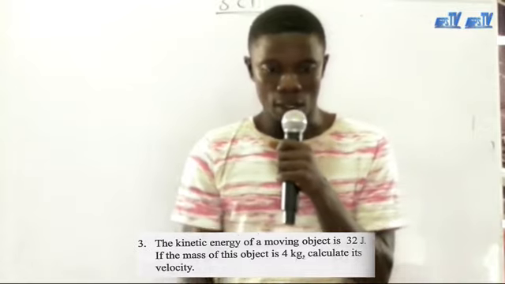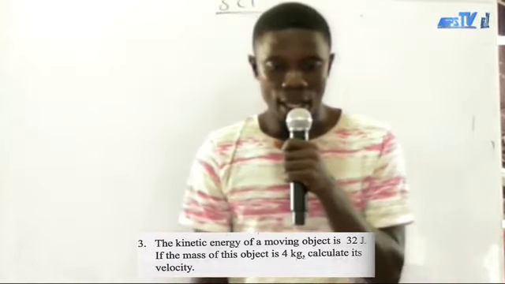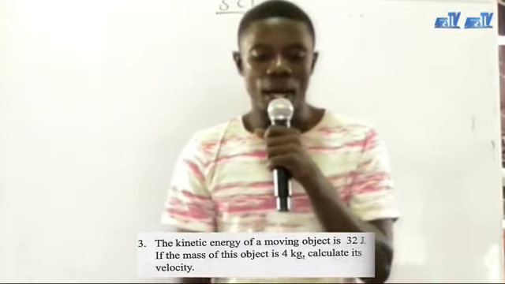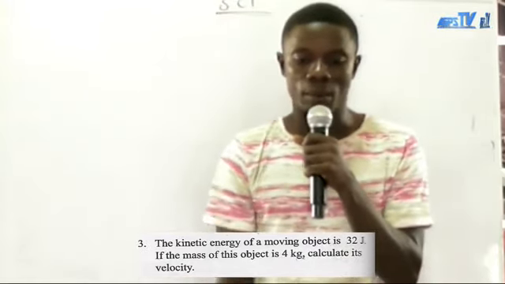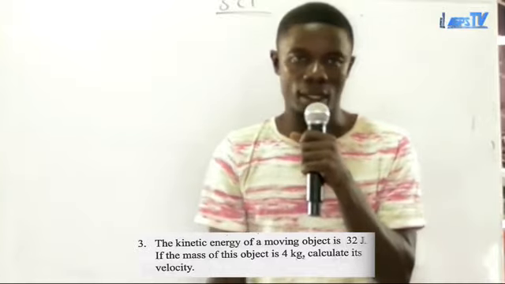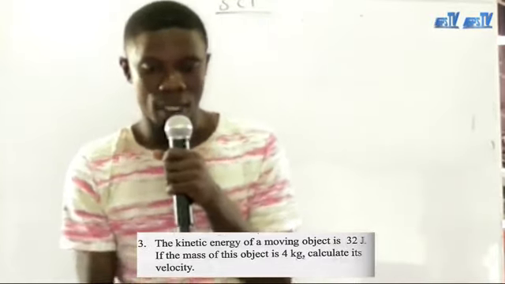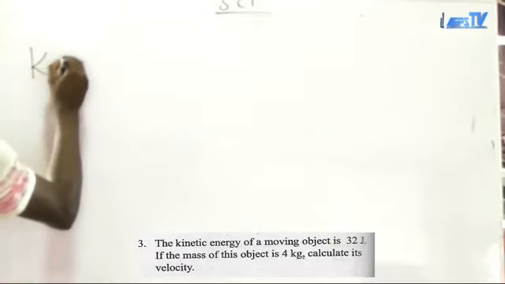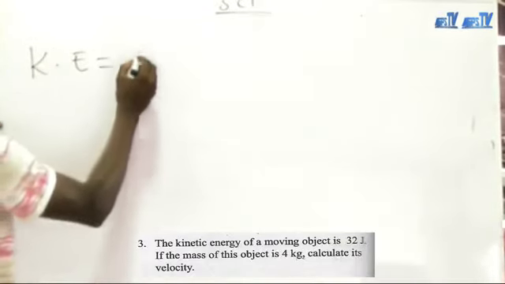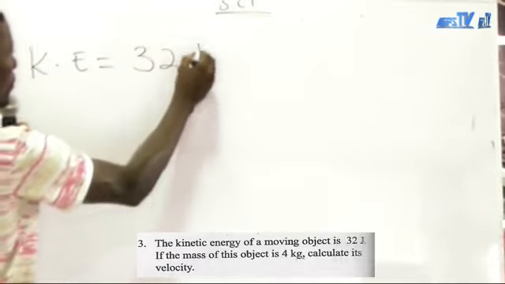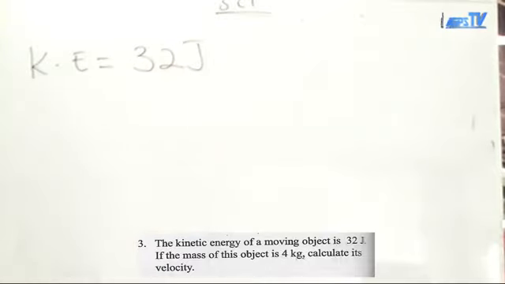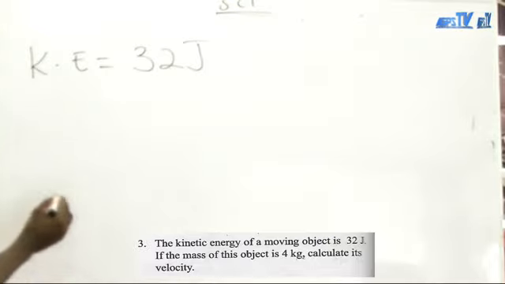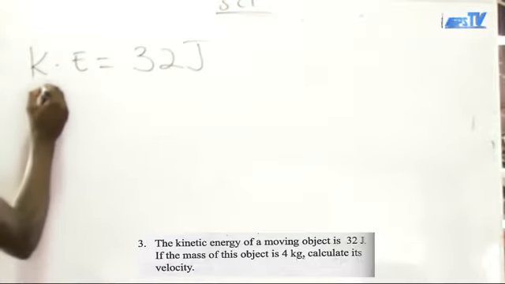So look at the question on your screen. The kinetic energy of a moving object is 32. If the mass of this object is 4 kilograms, calculate its velocity. So you have to sit down and list down the parameters. Here, the kinetic energy is 32 joule. And we have the mass.